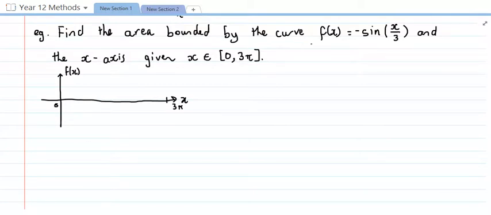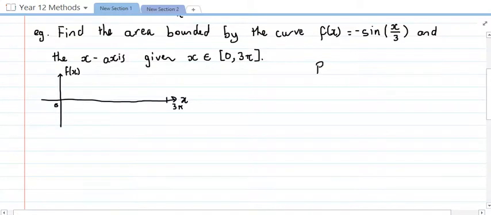That's just going to give us a bit more of an idea of what we're actually dealing with. The first thing I'm going to do is calculate the period of this function. The period of a trig function is 2 pi on n, which in this case is 1/3, and 2 pi divided by 1/3 is 6 pi. So I know this function has a period of 6 pi. 3 pi is exactly half of that, so I'm only going to see half of this sine function.